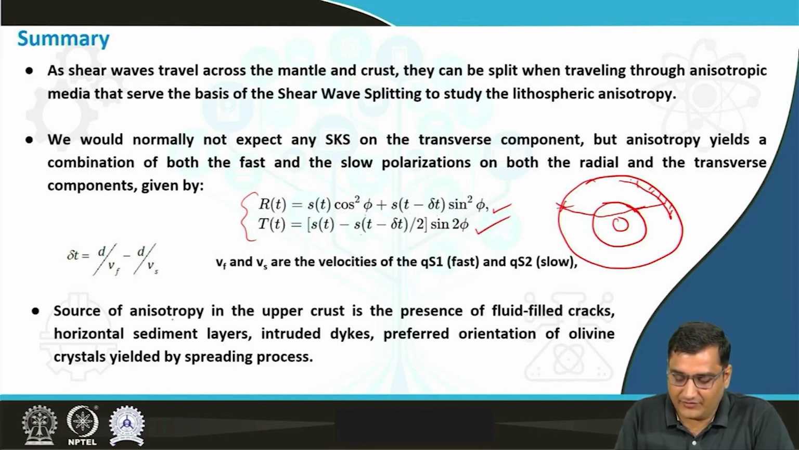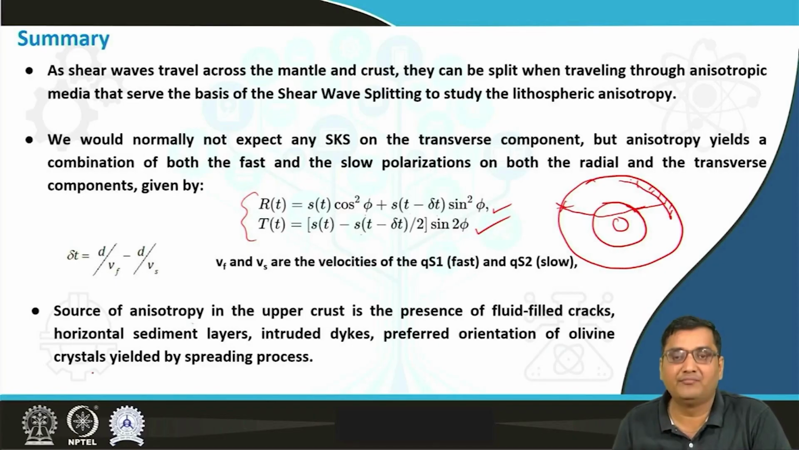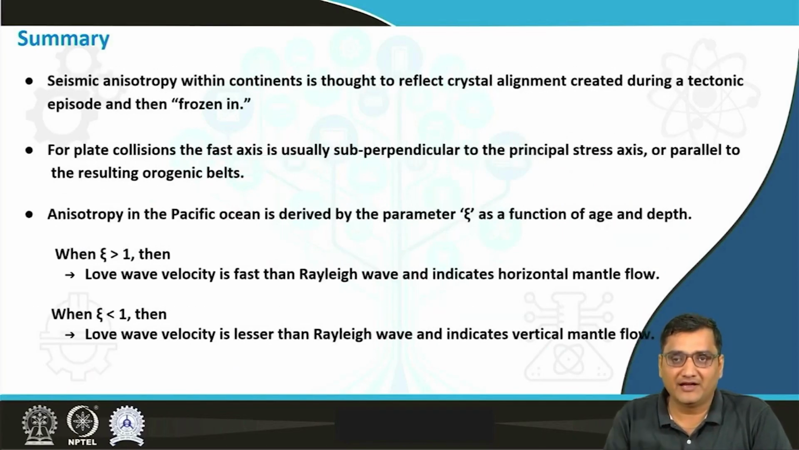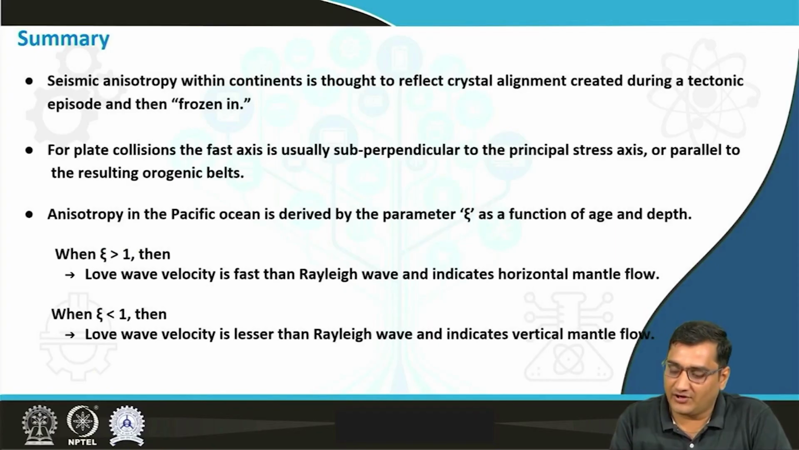The source of anisotropy in the upper crust is the presence of fluid filled cracks, horizontal sediment layers, included dikes, and the preferred orientation of olivine crystals yielded by the spreading process. Seismic anisotropy within continents is thought to reflect crystal alignment created during a tectonic episode and then frozen in. For plate collisions, the fast axis is usually subperpendicular to the principal stress axis or parallel to the resulting orogenic belt.